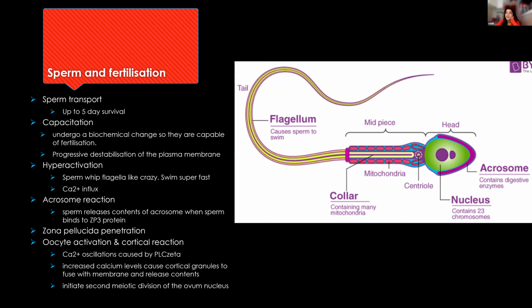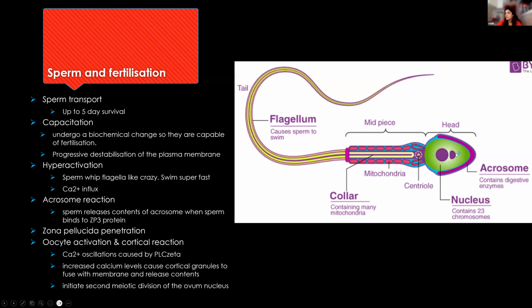Although sperm can survive up to 5 days, the ovum only survives 24 hours, and that's why timing is critical. Capacitation is the reaction where the sperm plasma membrane progressively destabilizes so that they can actually go and fertilize the egg because of the compromised membranes. Hyperactivation is when there is a calcium influx, which causes the sperm flagella to whip like crazy and swim really fast. The acrosome reaction is when the sperm releases the acrosome.